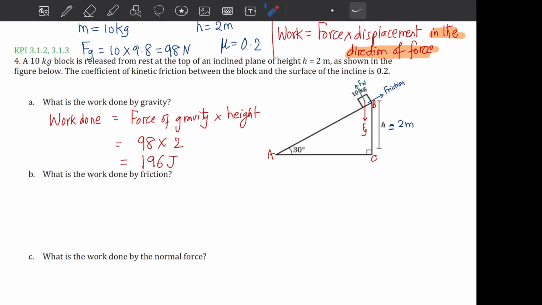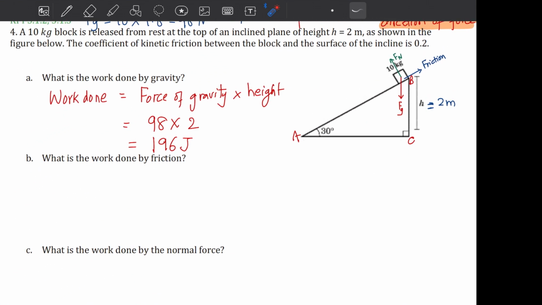So we will be writing BA as the displacement. So we'll write work done. Work is equal to friction multiplied by the displacement in the direction of friction, which in this case is BA.